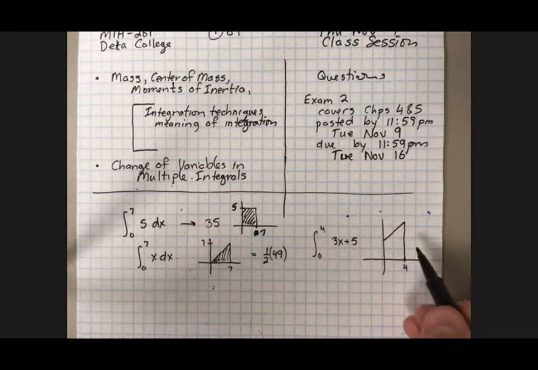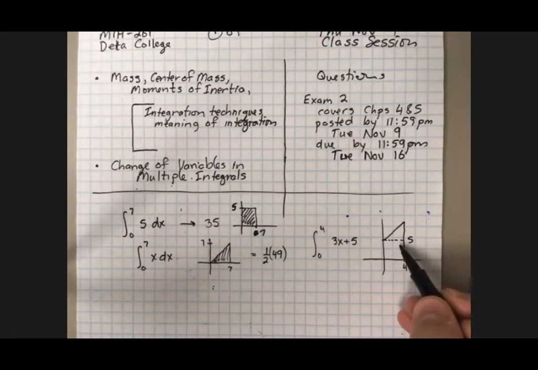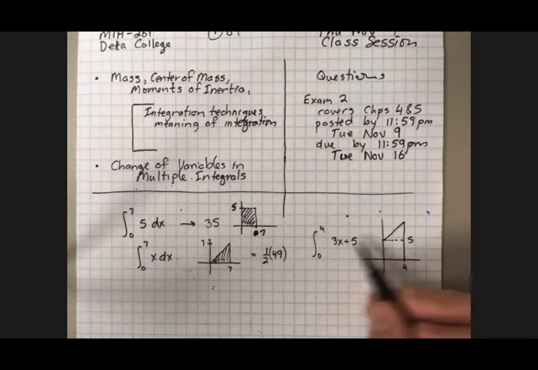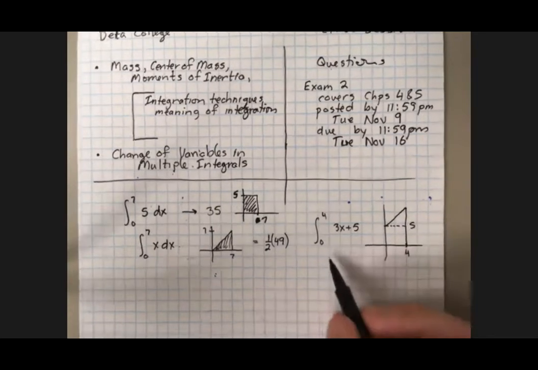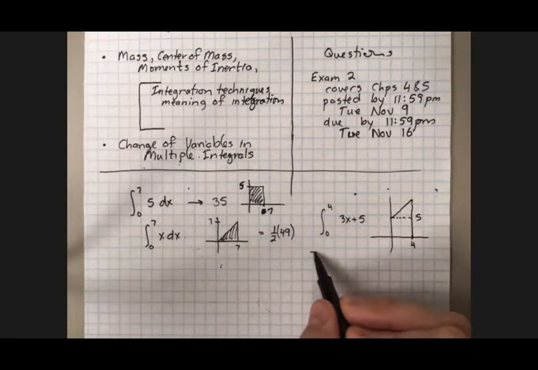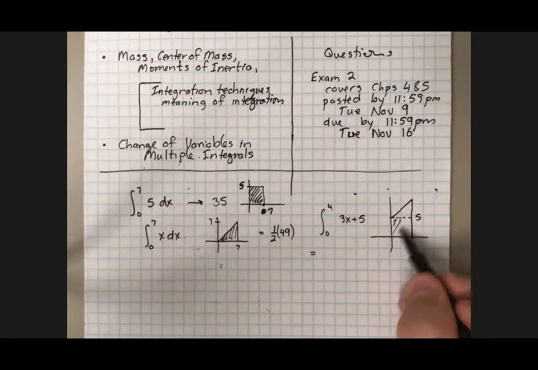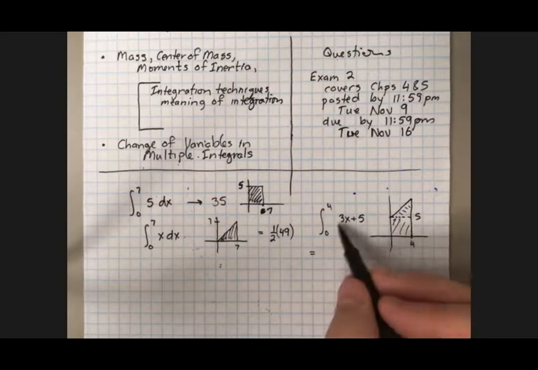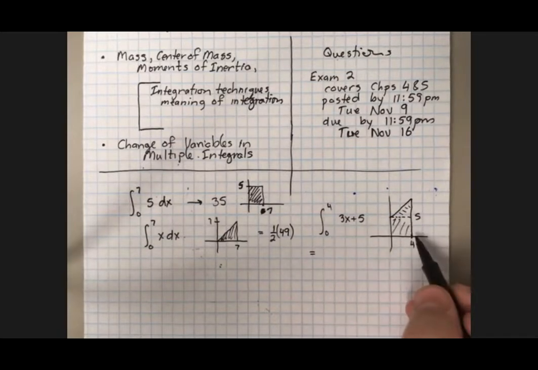And this is a trapezoid, right? Which is made out of a rectangle and a triangle. And the rectangle is 5 units high because that's the intercept. And the triangle has a slope of 3. So now if I just use my volume intuition, my area intuition, what's the area of this object?